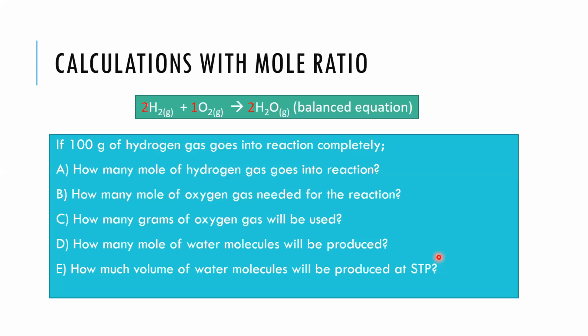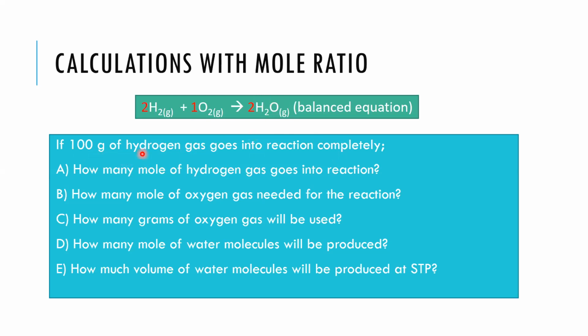So how can I use this mole ratio in one simple long example? Imagine, I always give you this example, that 100 grams of hydrogen gas goes into reaction completely. That means we have more than enough oxygen. If I need, for example, 50 grams of oxygen, I have 50 grams, or I have 60, 70, 80, more than enough. That's how the 100 grams of hydrogen gas can go into reaction completely, and it's going to produce H2O molecules.